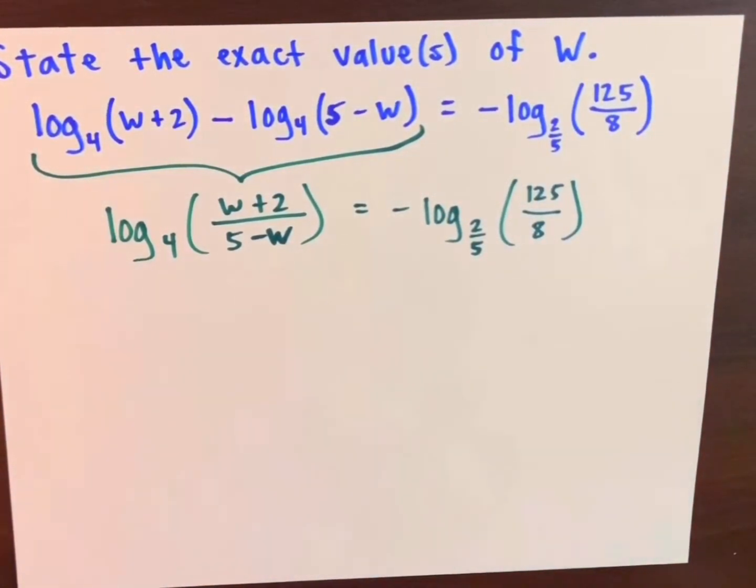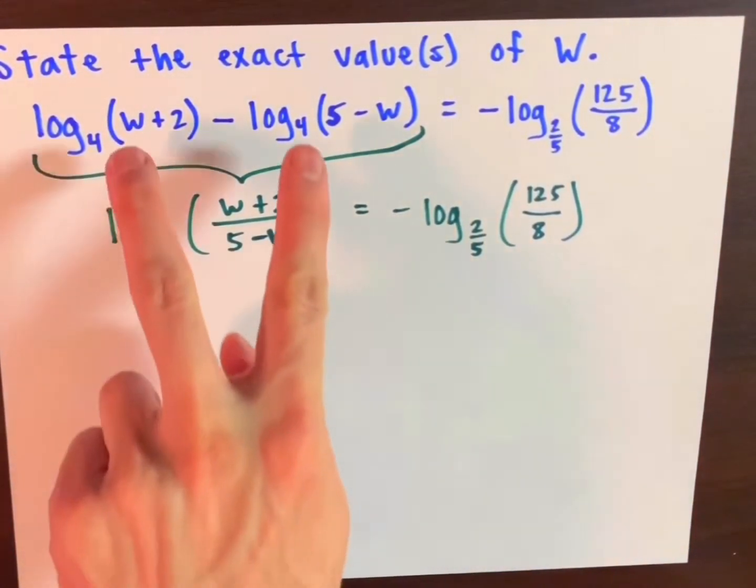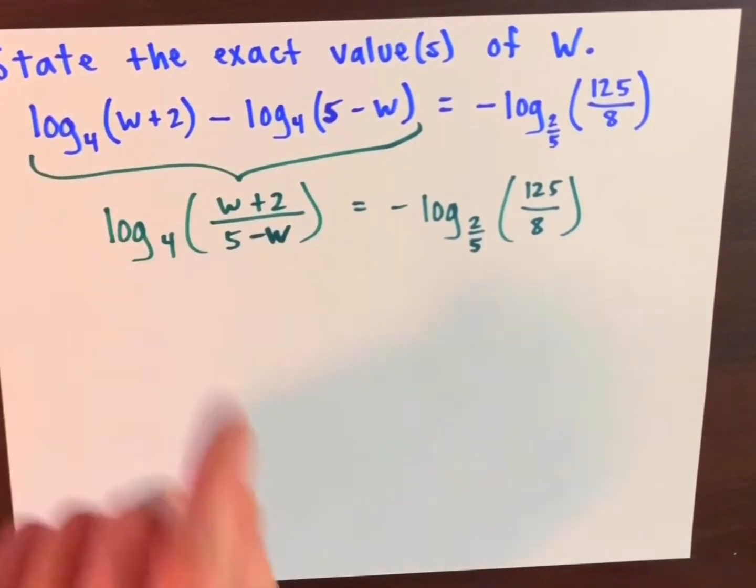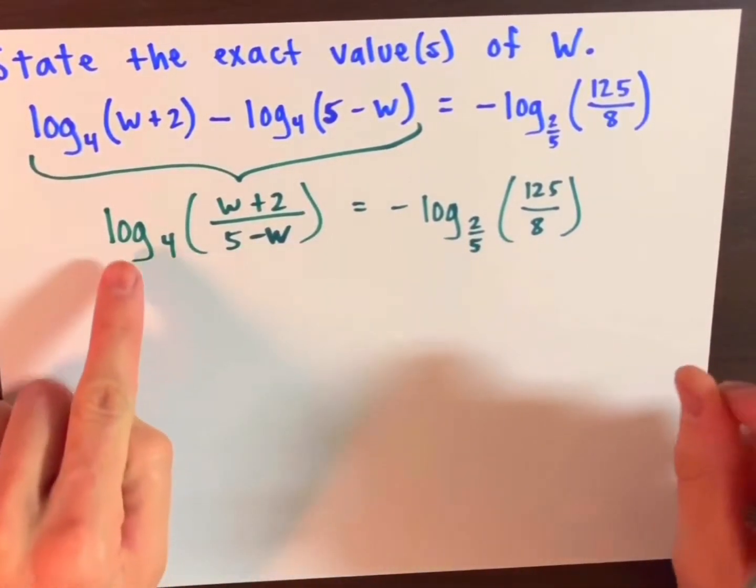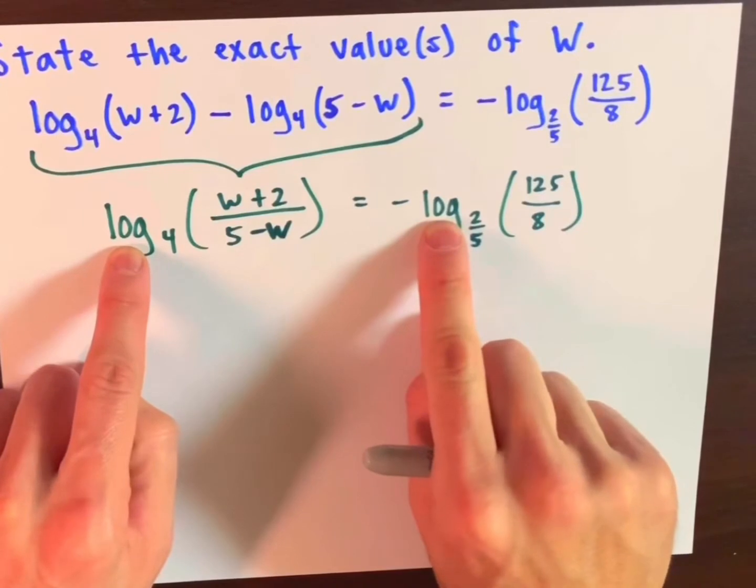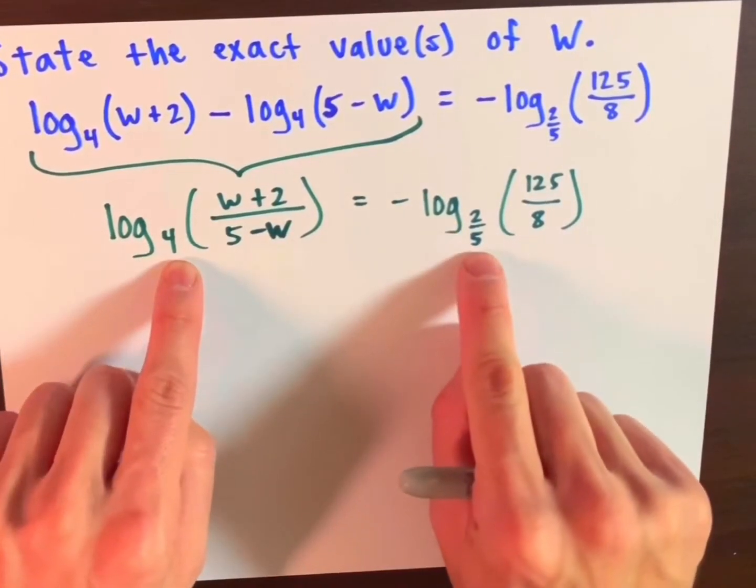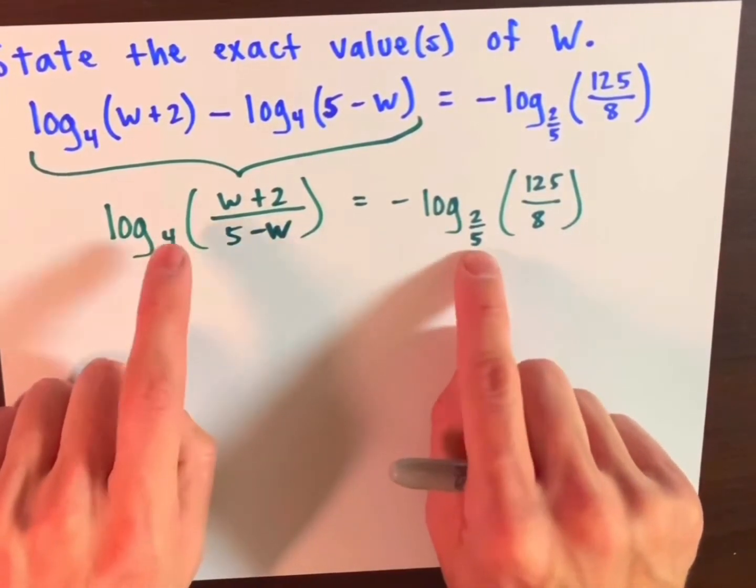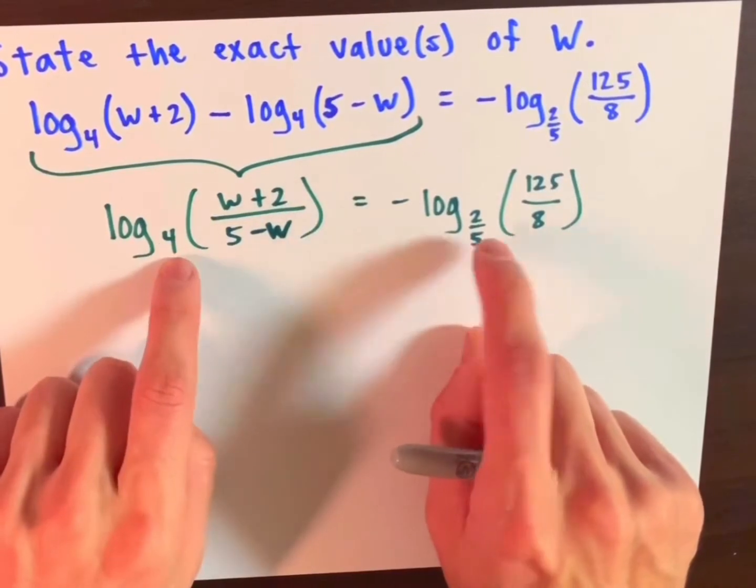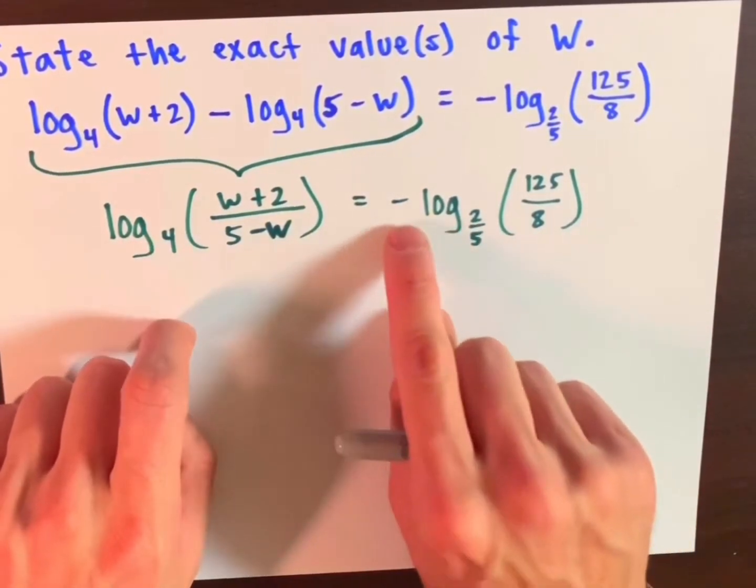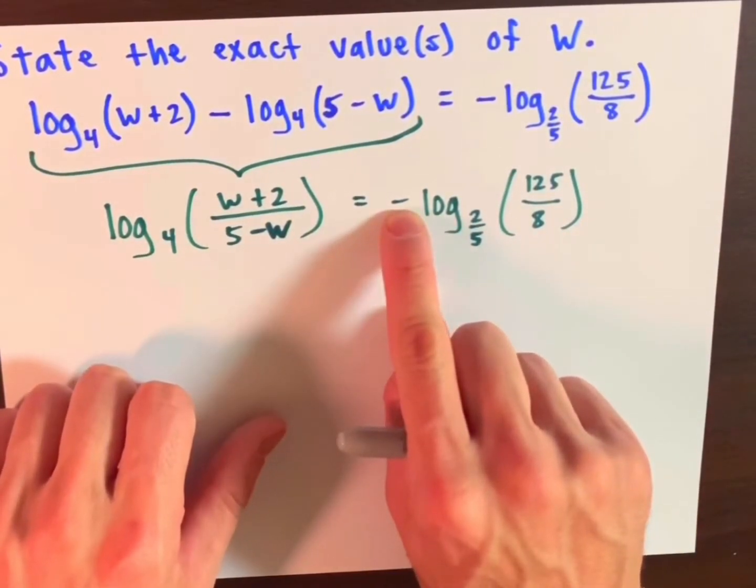Now, I do want to make one comment here. I've condensed the two logs into one. It is very tempting to knock out this log with this log, but we cannot because the bases do not match. Even if these bases did match, we still couldn't knock out these logs because that is ruining things.